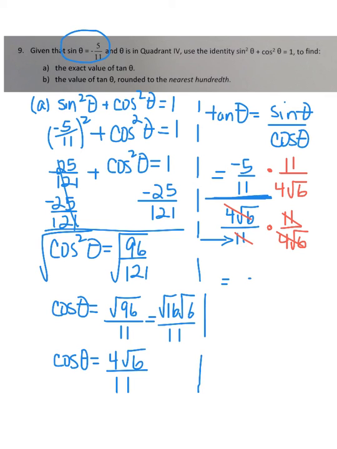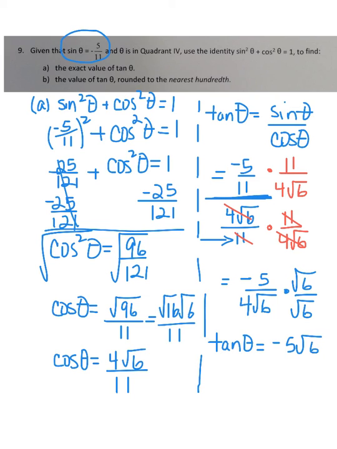Okay, so negative 5 over 4 radical 6. And just like always, we can't have a radical in the denominator. So I'm going to multiply the numerator and the denominator by that radical 6. So then I have tan theta equals negative 5 radical 6, and also remember, radical 6 times radical 6 is just 6. So that's 4 times 6, which is 24. And there's your tan theta.